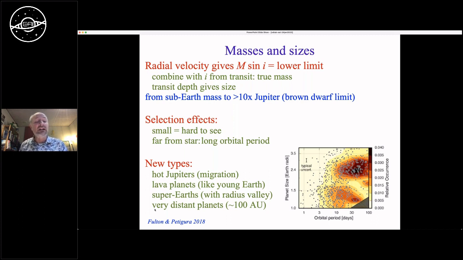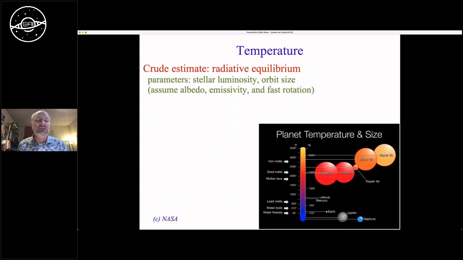And then the fourth kind of case that is unknown in the solar system are very distant planets. So the most distant planet in the solar system is 40 times as far away from the sun as the Earth is, but around other stars we have cases where it's 100 times this distance. Good. So far for masses and sizes.